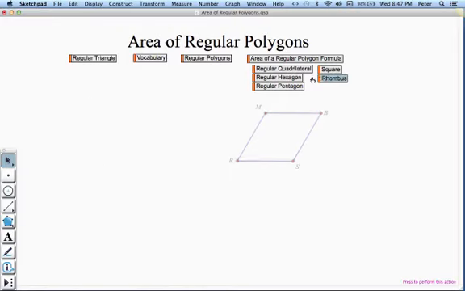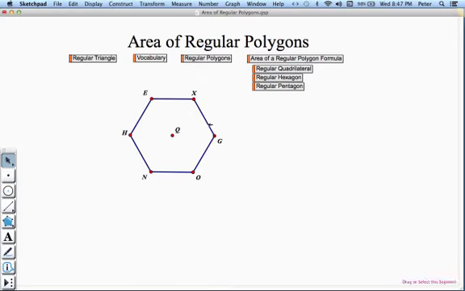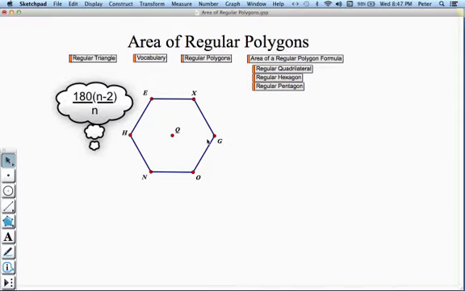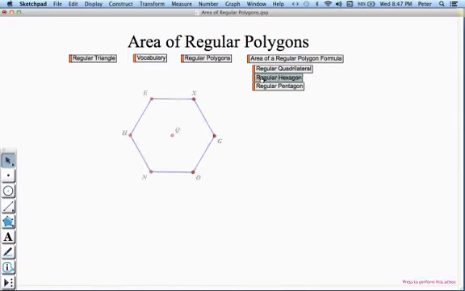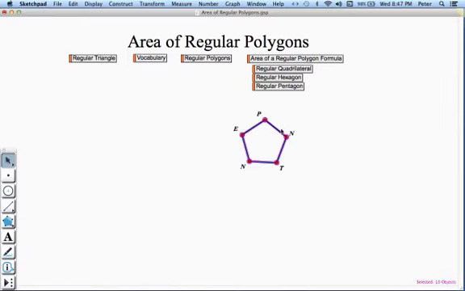All right, now let's take a look then at what a regular hexagon might look like. 6 congruent sides, 6 congruent angles. You'll remember from your angle measure formulas in Chapter 7 that we can find the measure of each of these interior angles by multiplying n minus 2 times 180 over n. Okay, let's take a look at a regular pentagon. A regular pentagon is going to have 5 congruent sides, 5 congruent angles.